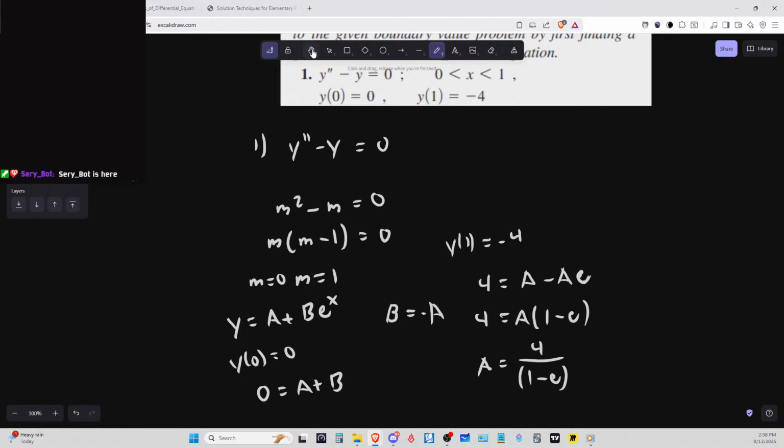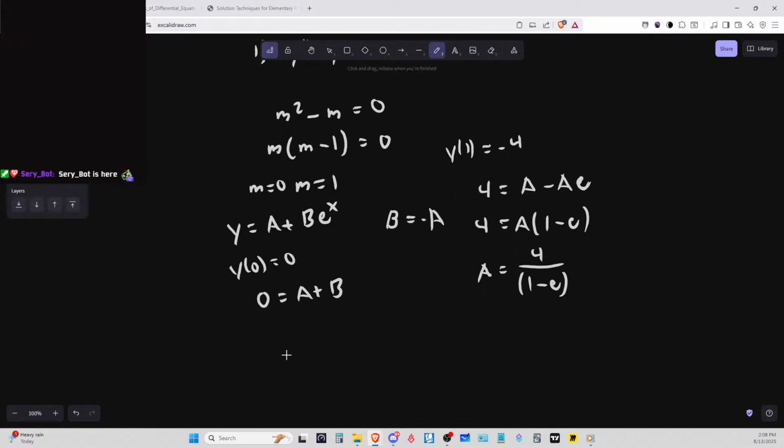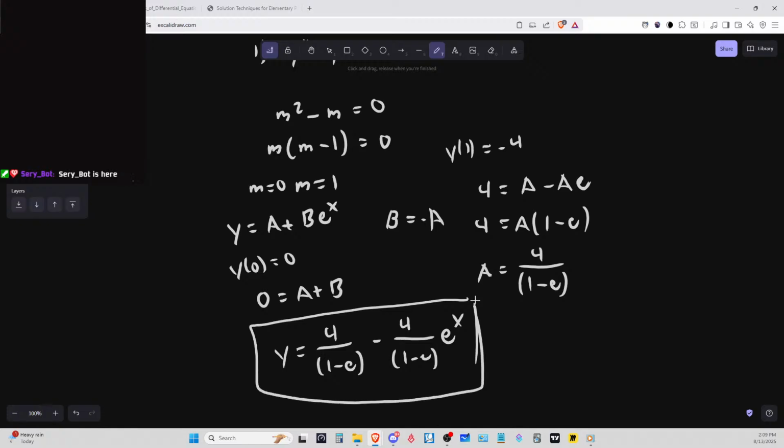Okay, so given that y is equal to 4 over 1 minus e, and plus b, b is equal to negative a, which means that this is equal to the same thing, only the negative version times e to the x. I mean, that looks about right.